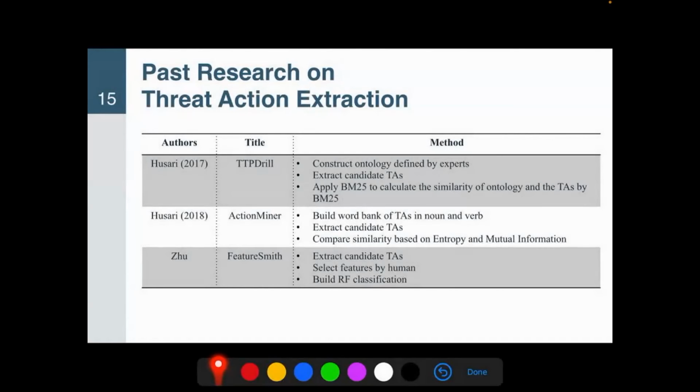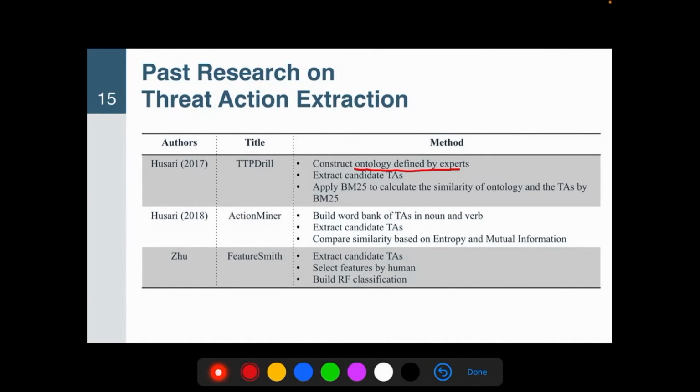The past research on threat action extraction is as follows: TTPDrill, ActionMiner, and FeatureSmith. And we will compare the first two past research works with ours. From the method, TTPDrill applied BM25, but they built an ontology defined by experts, and this is human intelligence, which requires intensive labor work. This is why we try to improve by not building an ontology. It will save a lot of time.